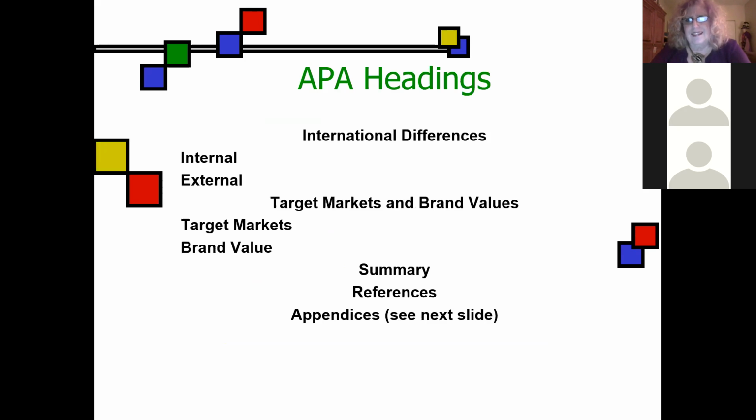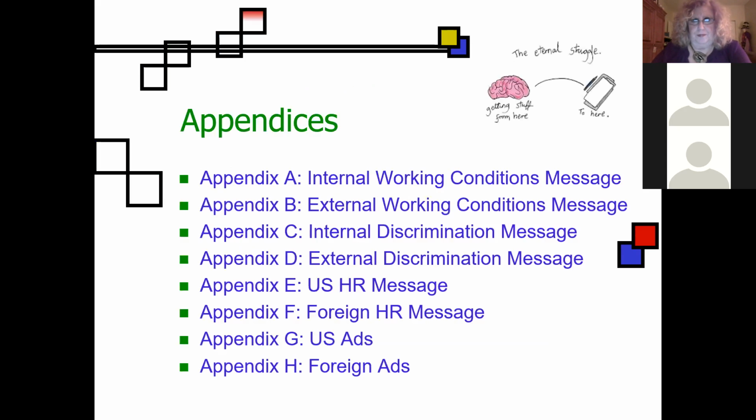This slide is the added information that you have not yet done. And so here are my suggested appendices. Appendix A, internal working conditions message. Appendix B, external working conditions message. Appendix C, internal discrimination message. Appendix D, external discrimination message.